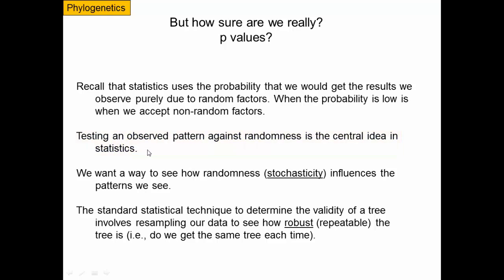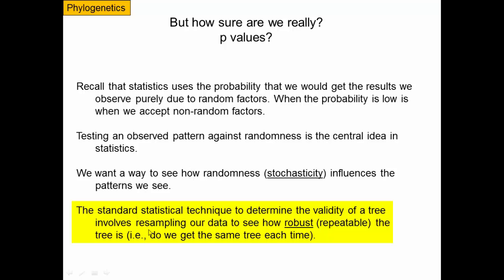So if we're to try to do some statistics with our phylogenies, we want to see how randomness, or stochasticity, influences the patterns we see. How does randomness change our phylogenies? So the standard statistical technique to determine the validity of a tree involves resampling our data to see how robust or repeatable the tree is. In other words, do we get the same tree every single time when we resample our data?